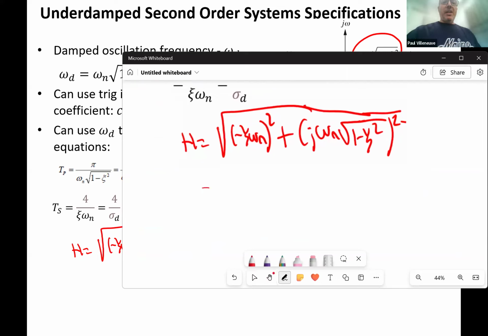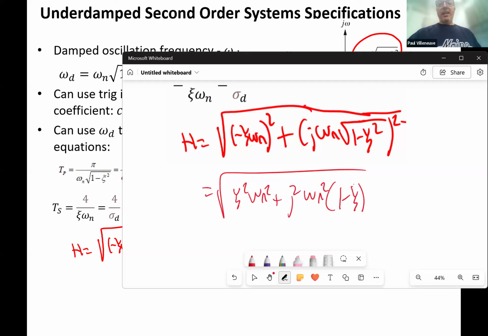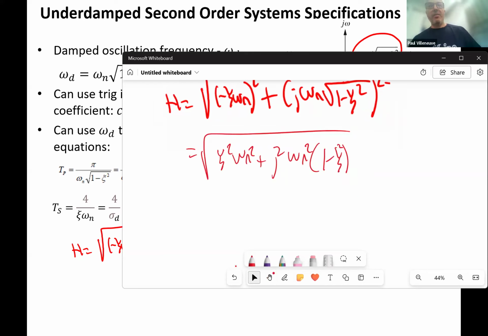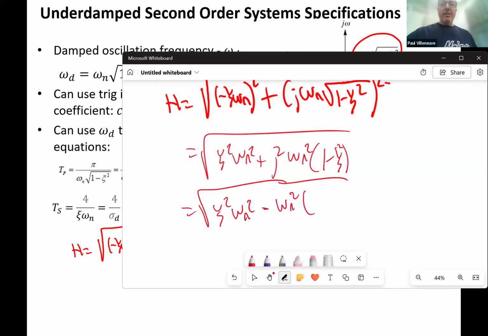Okay, so now let's square it. So this becomes the square root of zeta squared omega sub n squared, negative, is just going to be zeta squared omega sub n squared plus j squared omega sub n squared times 1 minus zeta squared, right? Everybody okay with that? What is j squared equal to? -1, isn't it? So this becomes minus omega sub n squared times 1 minus zeta squared.